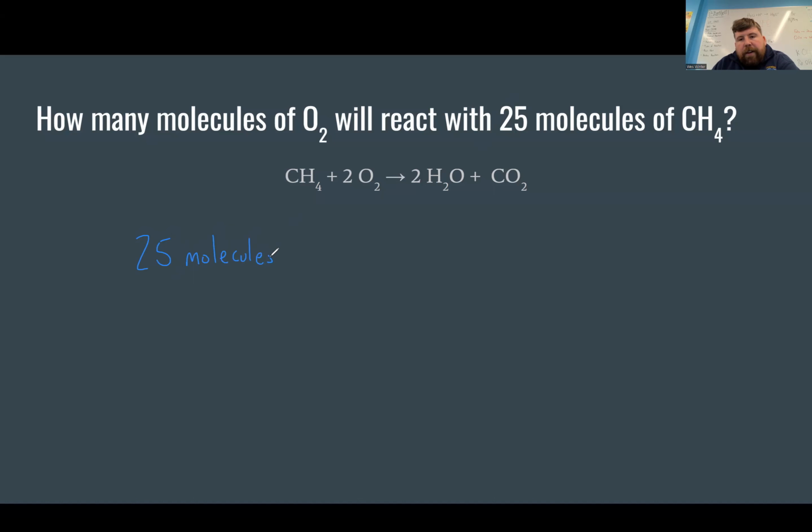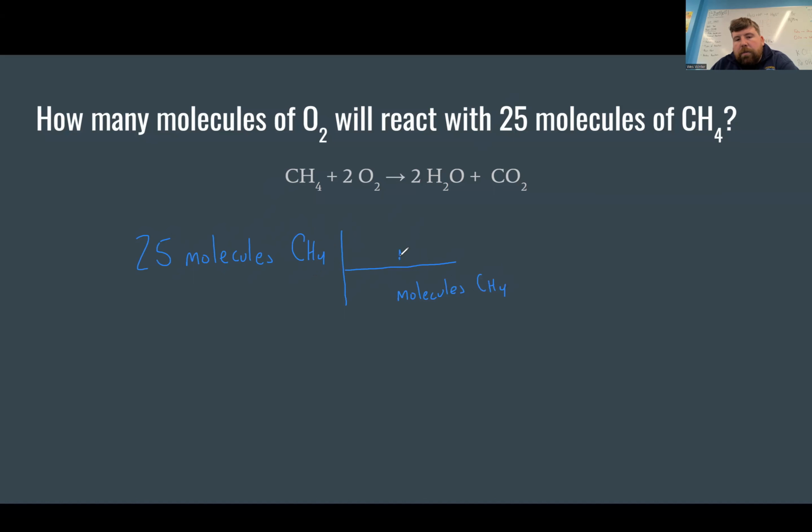So if I have 25 molecules of CH4 and I establish the ratio of 1 to 2 before, then what unit do I want to get rid of? I want to get rid of the molecules of CH4.